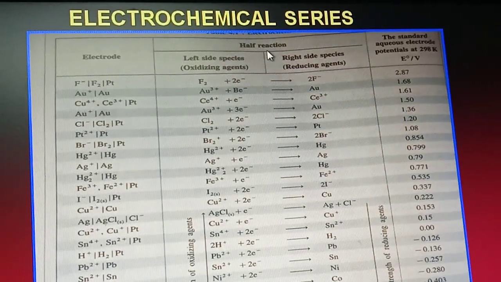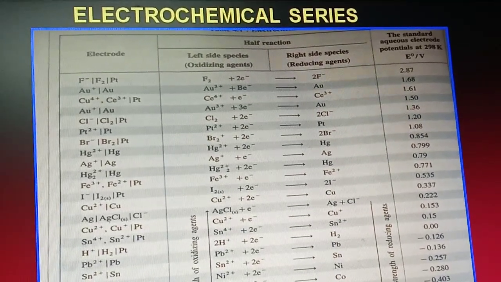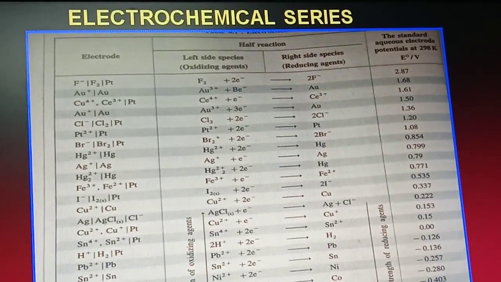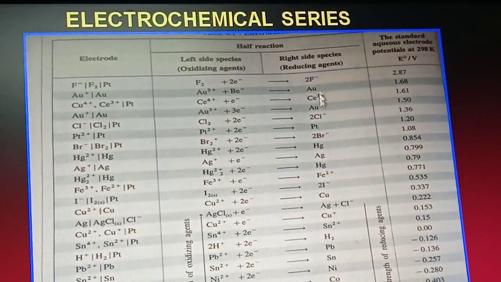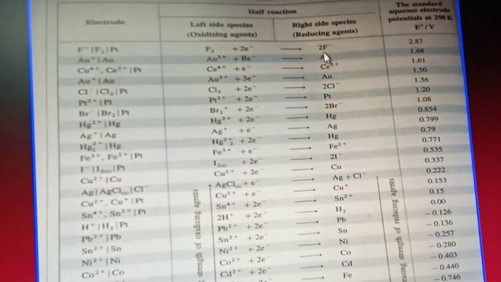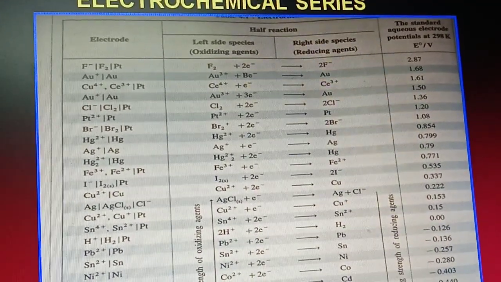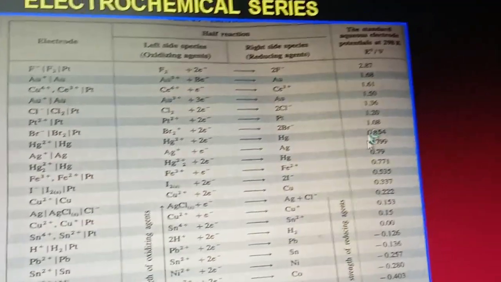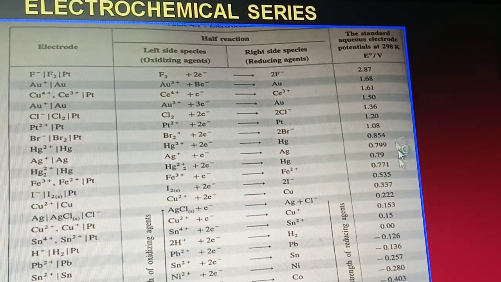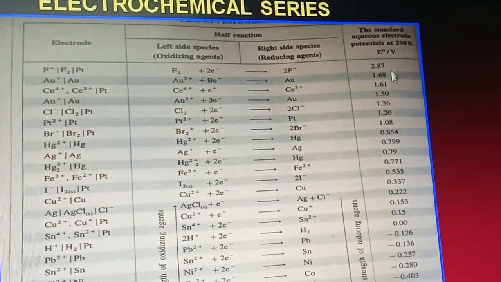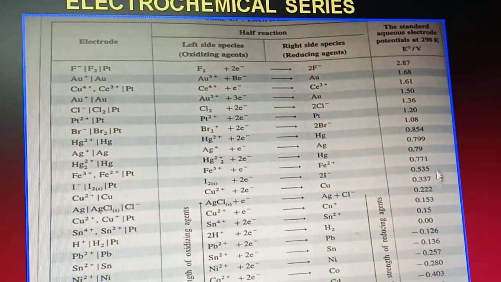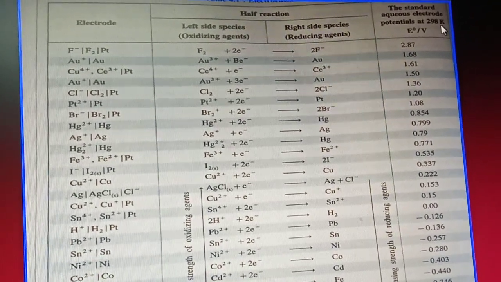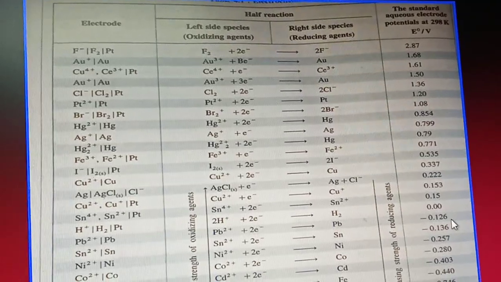Again, in this middle part, on the left side the species are oxidizing agents, and here to the right side in the center, we find reducing agents have been placed. And their standard reduction potential values are placed to the extreme right side. They have been recorded at 298 Kelvin in volts.